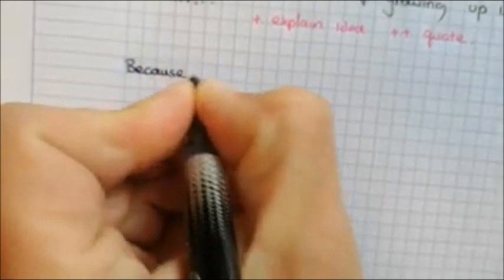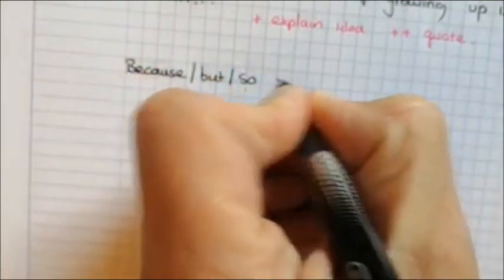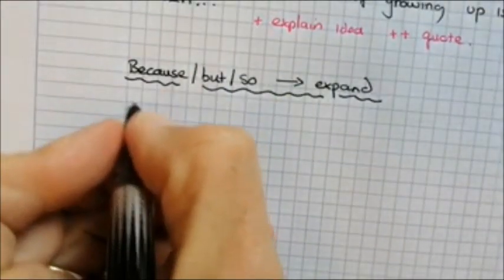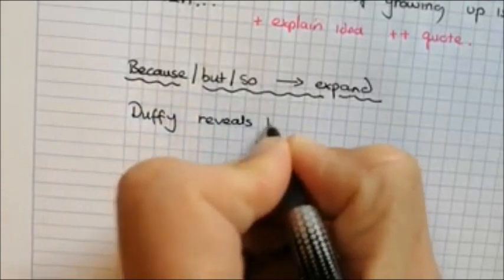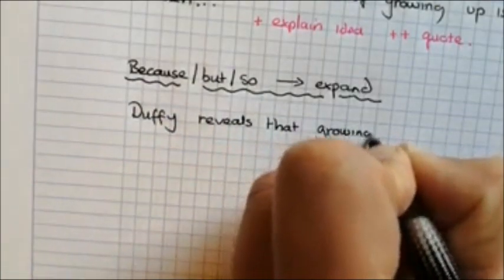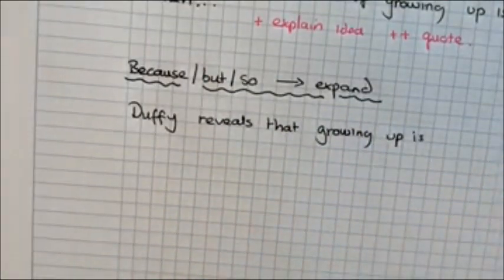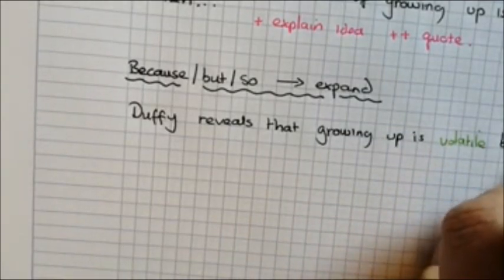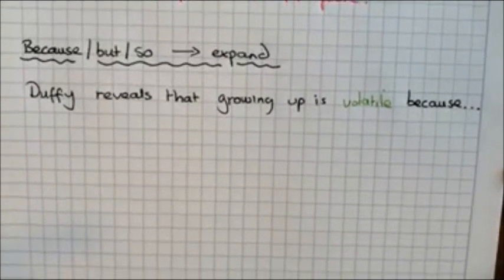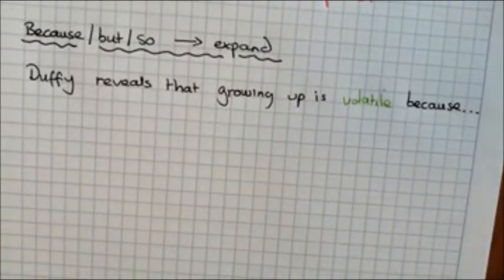Okay, the next activity we're looking at is because, but, so. Again, we're going to look to expand those sentences. So the sentence we're going to want to expand is this one. Duffy reveals that growing up is volatile because. Okay, so it's similar to one of our warm-up sentences that we've done already. I want you to explain why.